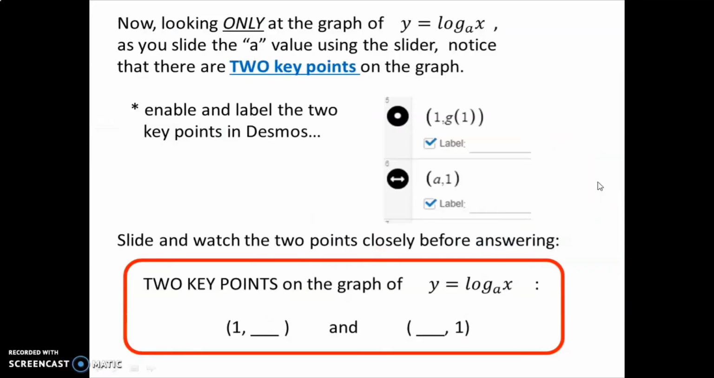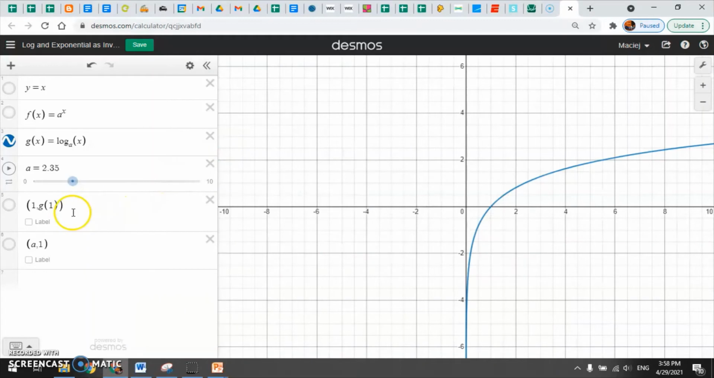Okay, the log function. Now, looking at only that graph, we're going to notice what happens to 2 key points on the graph. And the 2 key points are labeled in Desmos. We're going to enable those right now. So go in your Desmos window. Here are the 2 key points. Here, click label. You should see 2 key points.